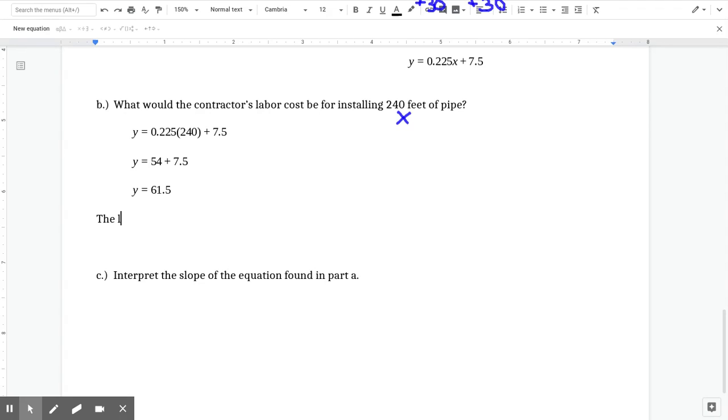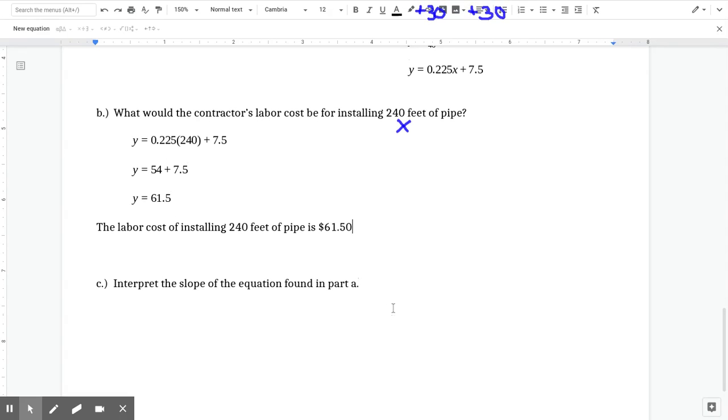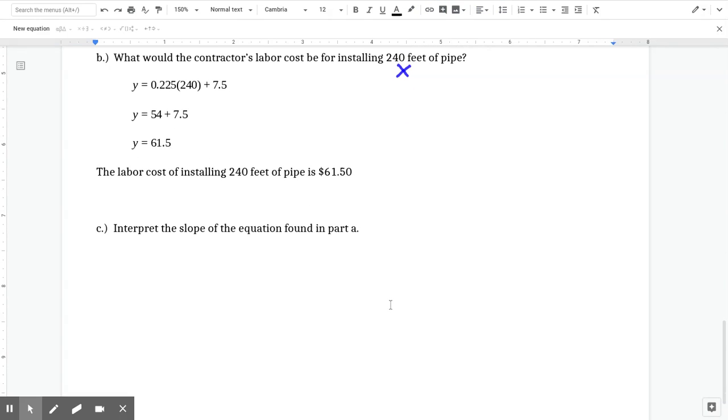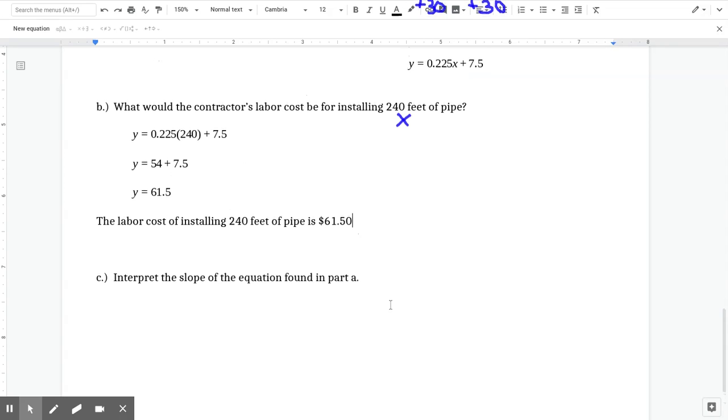the labor cost of installing 240 feet of pipe is, we're not going to put 61.5, we're going to put $61.50 because monetary values have two decimal places. Okay, so there's one way to use our equation to calculate what the labor cost would be. And we can also now interpret what's going on.